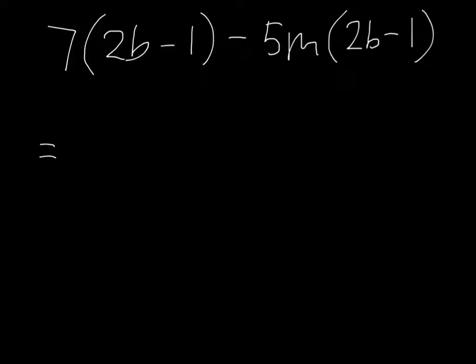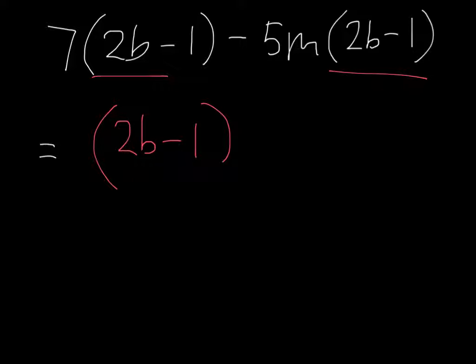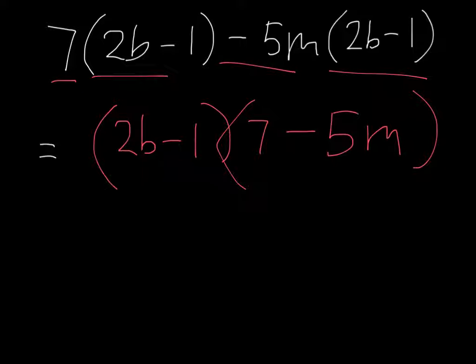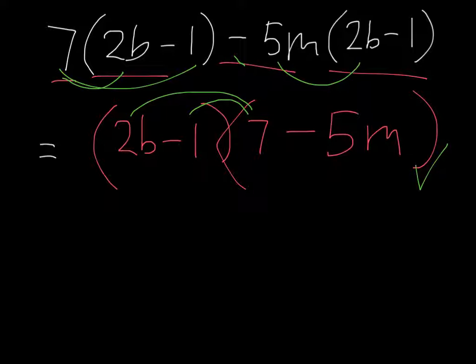Therefore, let's apply the same theory to this equation. You can see that the expression in the brackets is the same: 2b take away 1. Therefore, the other two that we'd be multiplying by are 7 take 5m. So you can see that this can actually be pretty straightforward. That there is the answer. And you can check if you like. So 7 times 2b, 2b times 7, 7 times negative 1, negative 5m by 2b, negative 5m times negative 1.